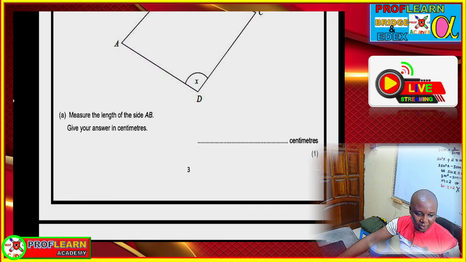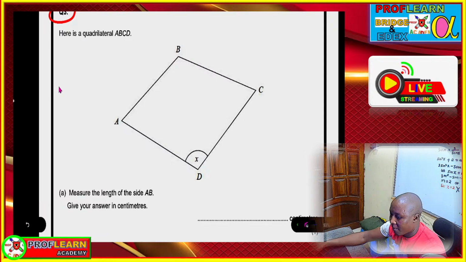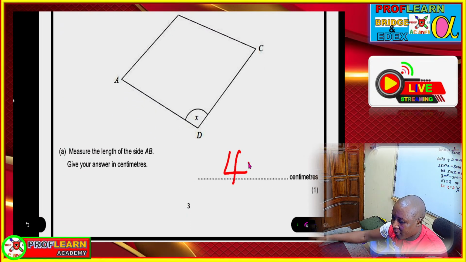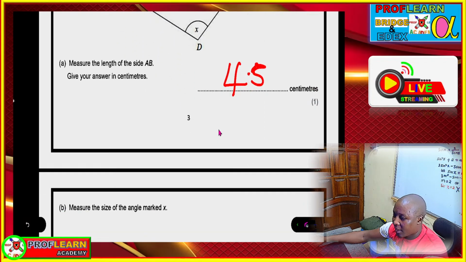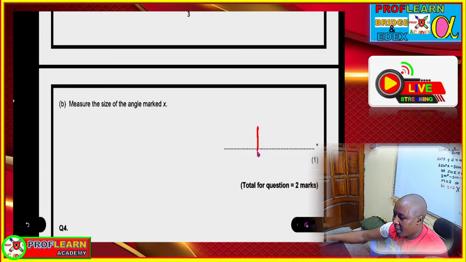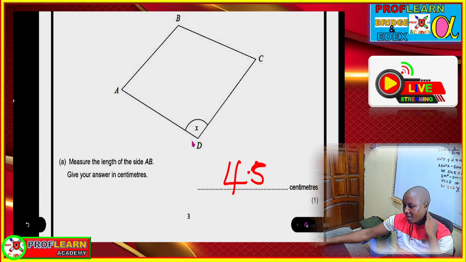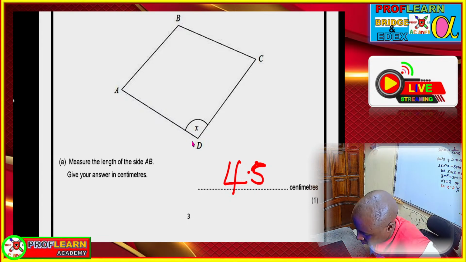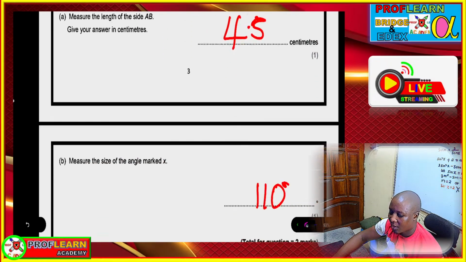If you've downloaded this paper, you realize that for this question number 3, you'll get the measurement being 4.5. If you measure it, it will be 4.5. And the angle that we have here should be 110 degrees, because if you look at this angle, it is an obtuse angle. So that's why we shall have that using a meter rule.